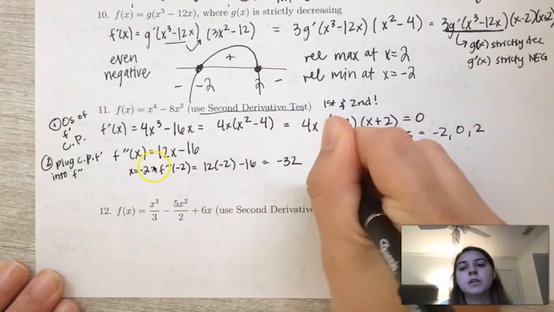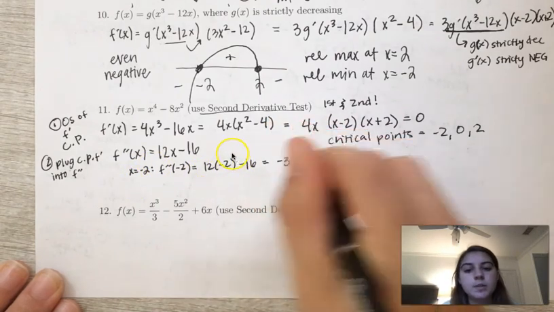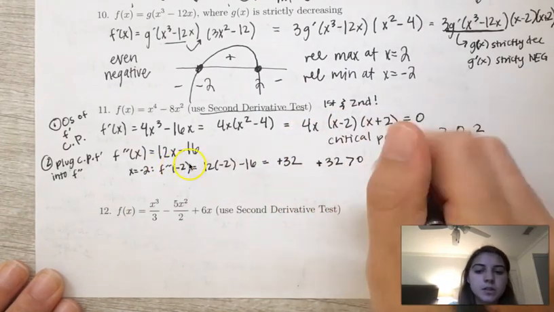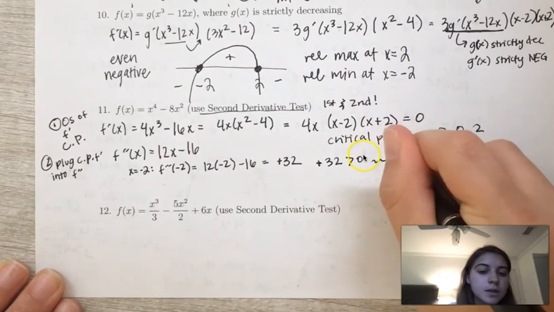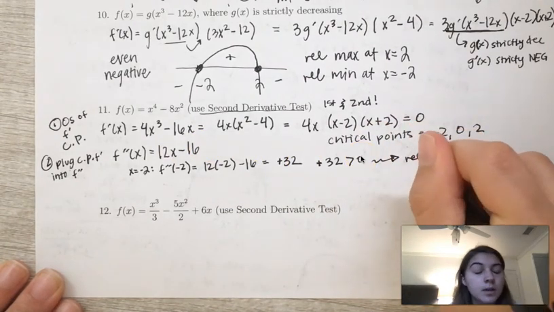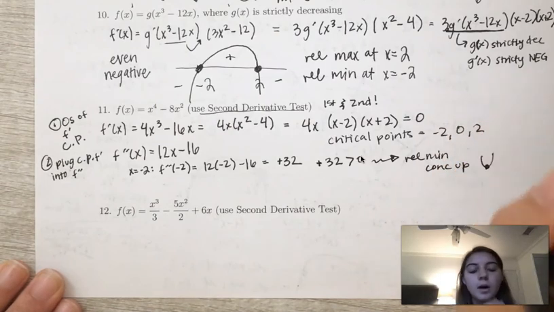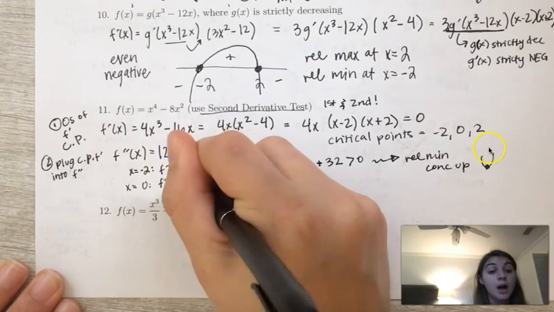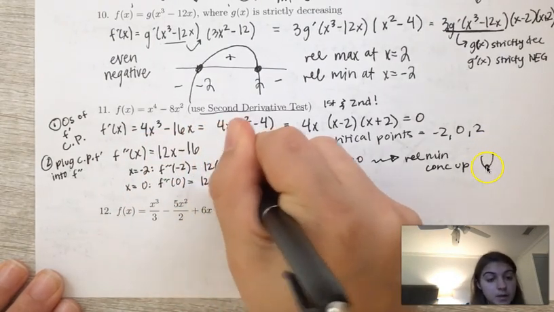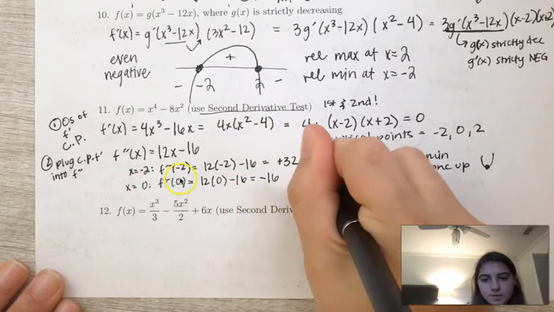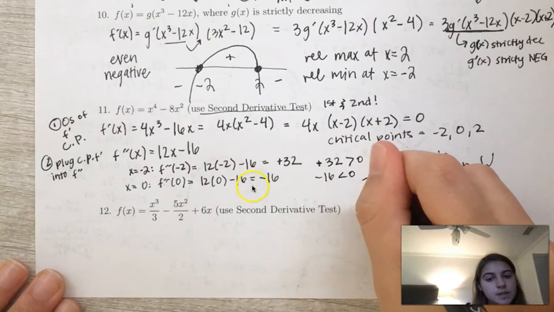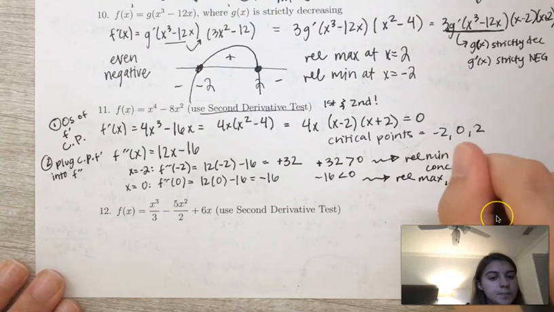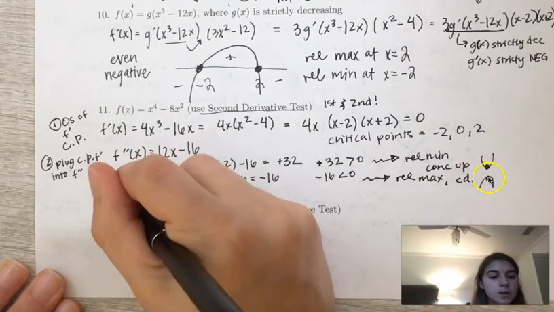So we're going to plug in negative 2 first, and I forgot the square here, but it's supposed to be squared, and that's supposed to be a positive 32. So f double prime of negative 2, 12 times negative 2 squared minus 16. 32 is positive. And remember, it's weird, you think positive and you want relative max, but it's a relative min because this curve is concave up because it's positive, concave up, and so we have a relative minimum. Plug in 0, f double prime of 0, 12 times 0 minus 16 gives us negative 16, which is negative, and that means it's concave down. And we have a maximum, a relative maximum.